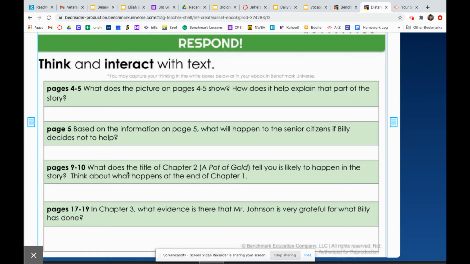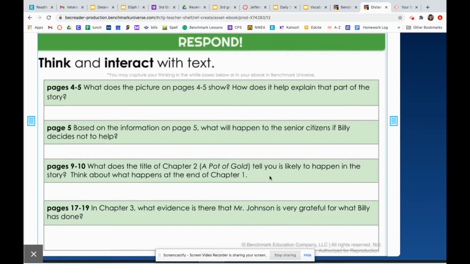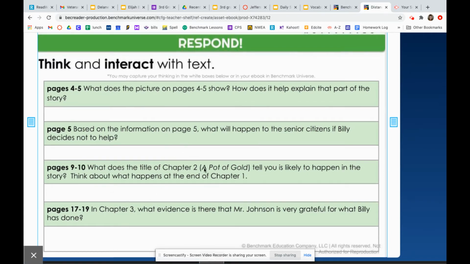Pages 9 and 10. There's a title of chapter 2, and it's A Pot of Gold. It tells you what is likely to happen in the story. Think about what happens at the end of chapter 1, and then maybe why the author included chapter 2.